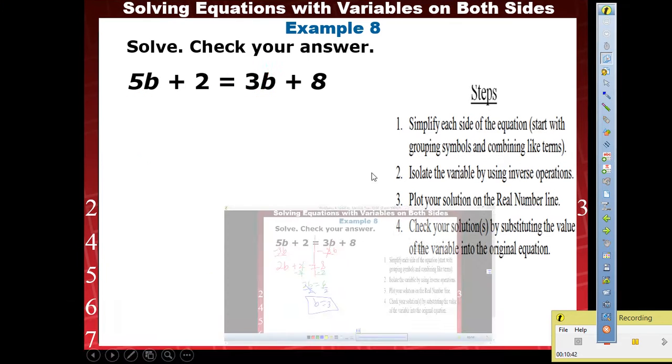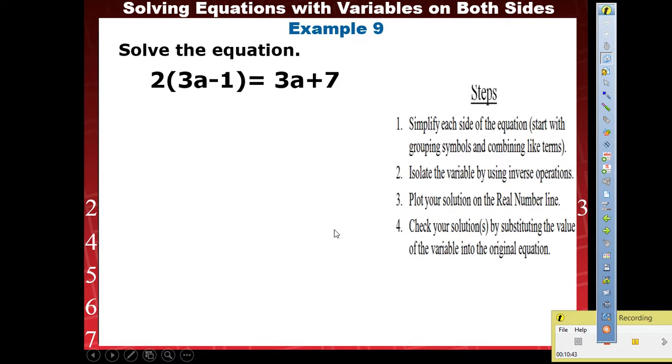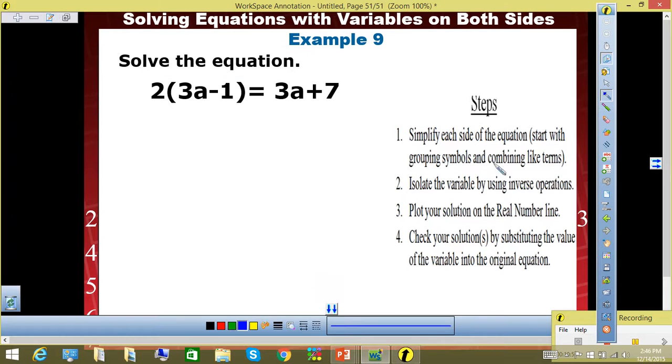Number 9. Copy this one. 2 parentheses 3a minus 1 close parentheses equals 3a plus 7. Anissa, pick someone to help me out. Who? Oh, Manny. What do I do here?